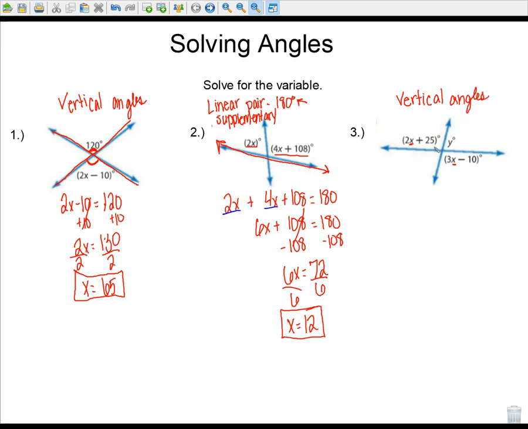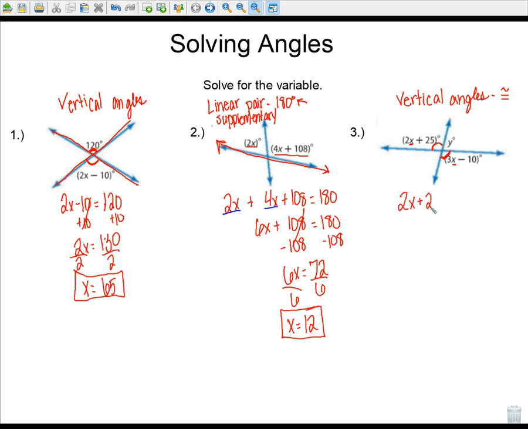And yes, that would be correct. These are vertical angles. So this right here, 2x plus 25, is going to be congruent to 3x minus 10. Now, every time we have vertical angles, they are congruent, which means they are equal. So we will set their algebra equal.